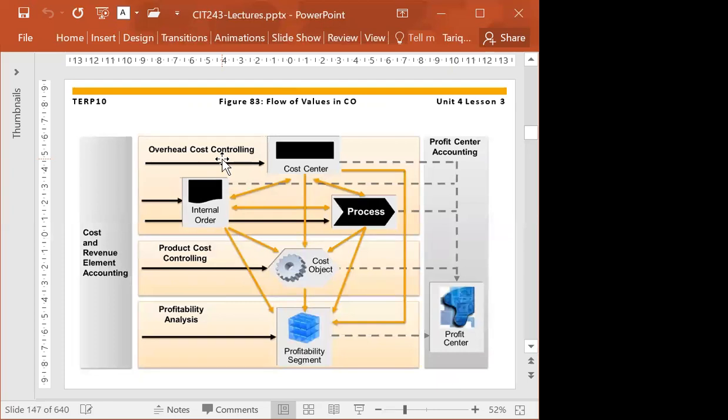So the costs are coming. We are receiving the cost in the cost center. We are receiving the cost in the internal order. Now, this cost center will distribute the cost. You see here, it is distributing the cost to another cost object. This might be a photocopy machine, and this might be a department. So it is distributing the cost to the cost centers.